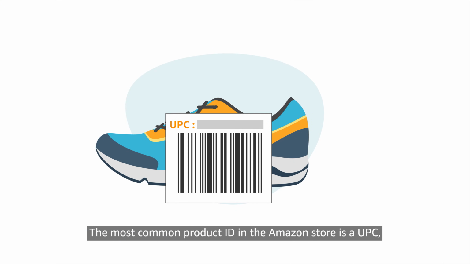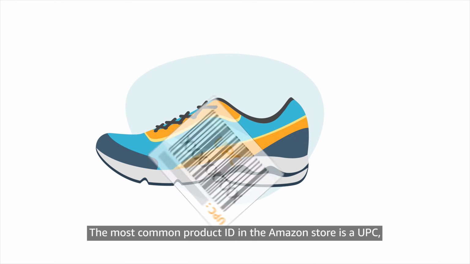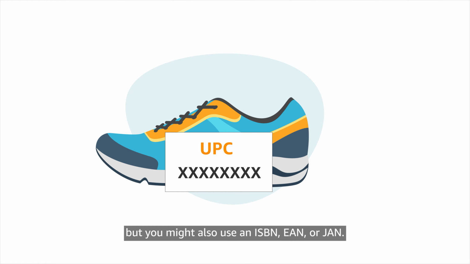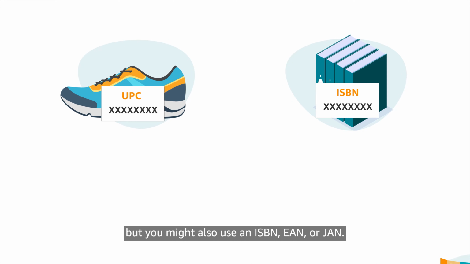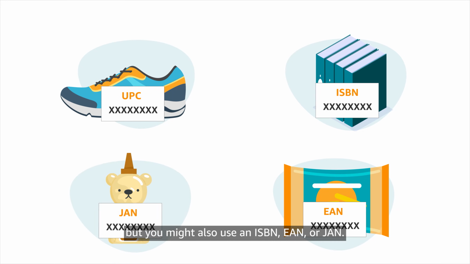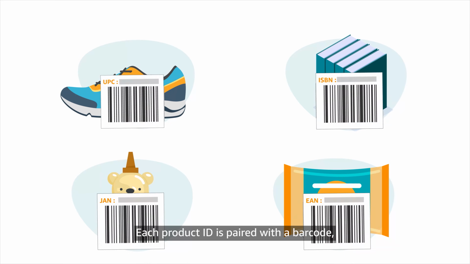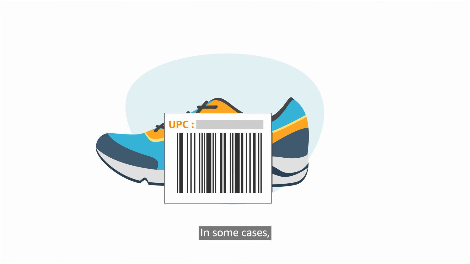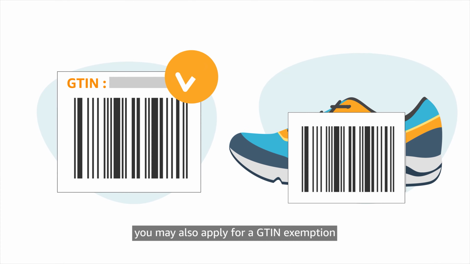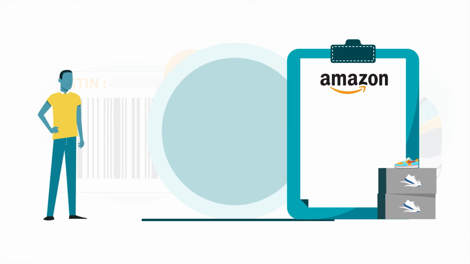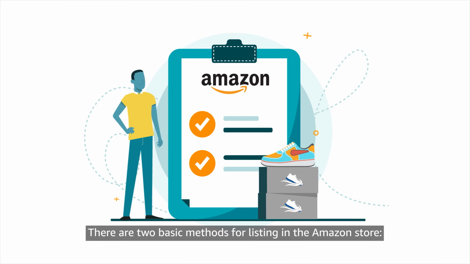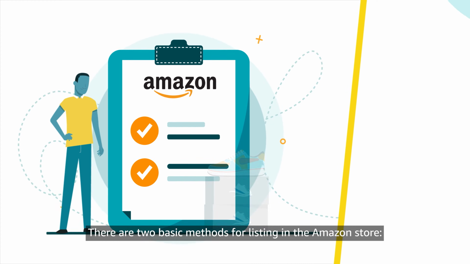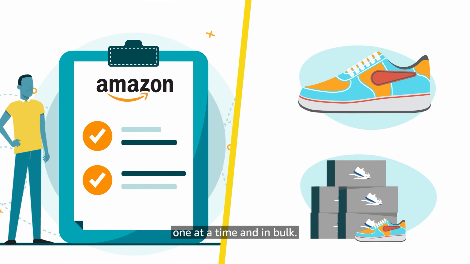The most common product ID in the Amazon store is a UPC, but you might also use an ISBN, EAN, or JAN. Each product ID is paired with a barcode, which makes it scannable. In some cases, you may also apply for a GTIN exemption when a product doesn't have a barcode. There are 2 basic methods for listing in the Amazon store, one at a time and in bulk.